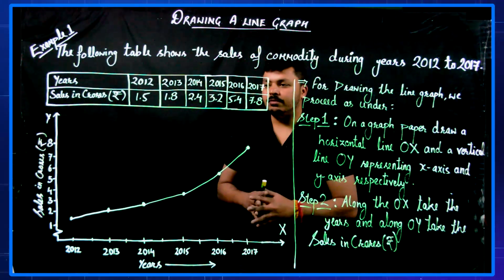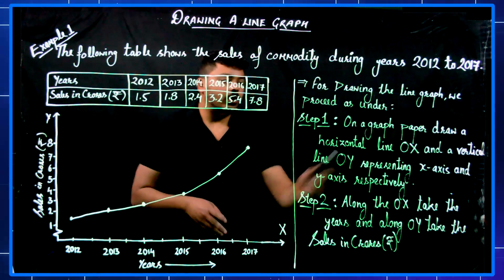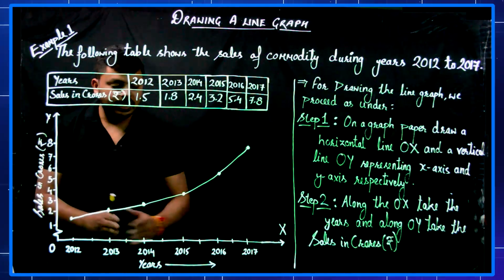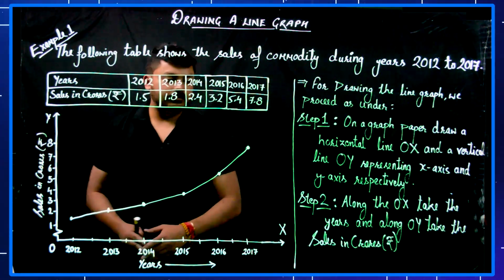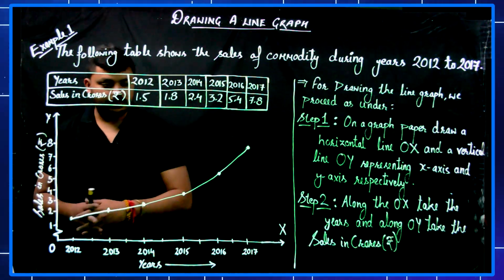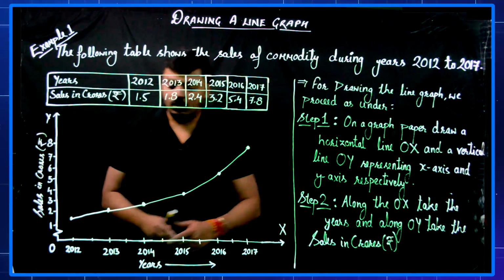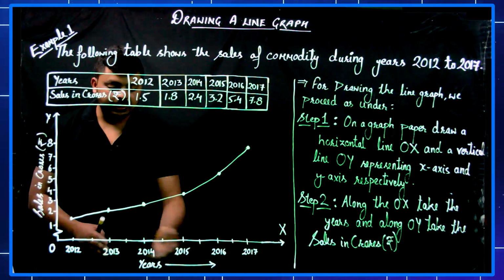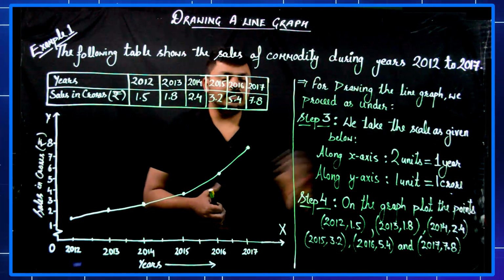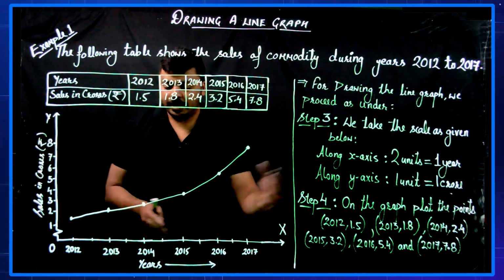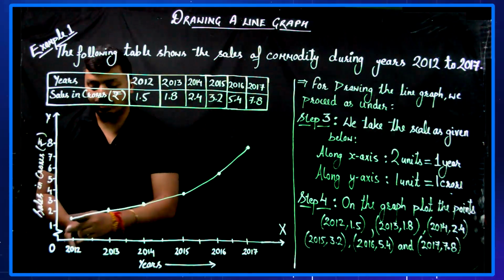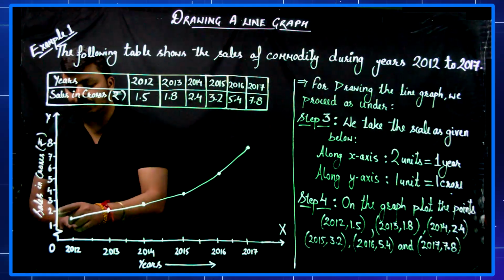So for drawing a line graph, our step 1 is, on a graph paper, a horizontal line OX that represents the x-axis and a vertical line OY representing the y-axis. Step 2, along OX we have taken years and along OY we have taken sales in crores. In step 3, we take the scale as given here. Along the x-axis we take 2 units equals 1 year and along the y-axis we take 1 unit equals 1 crore.